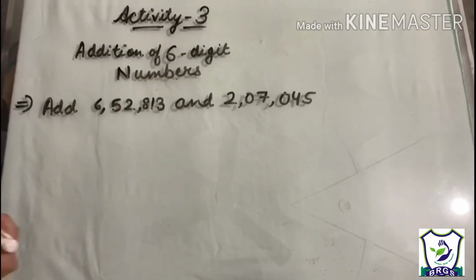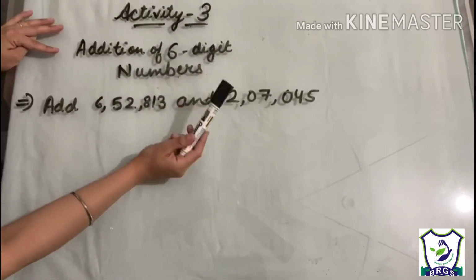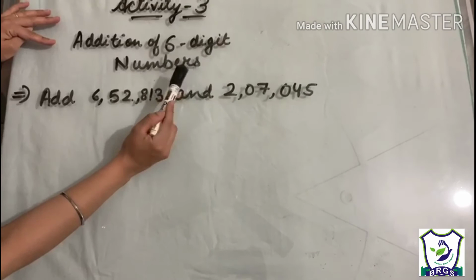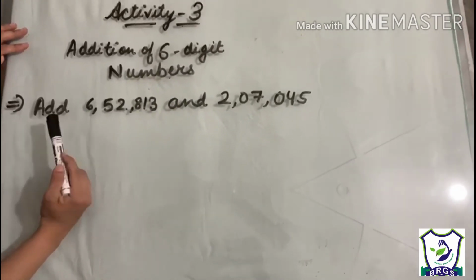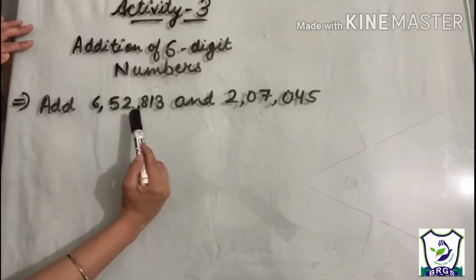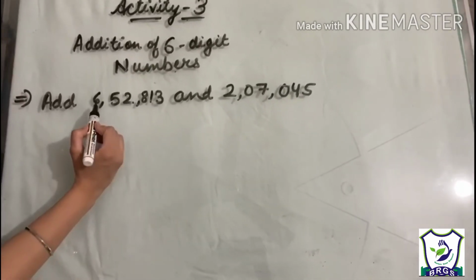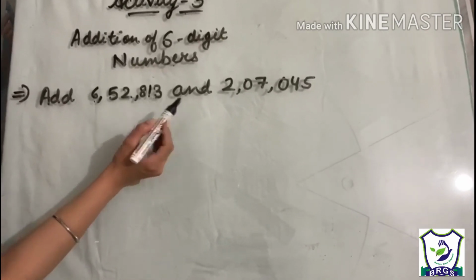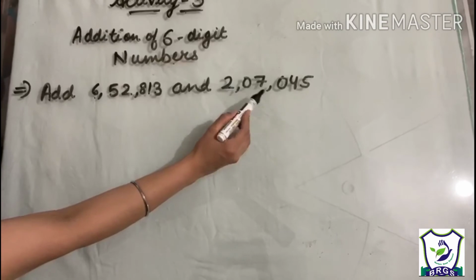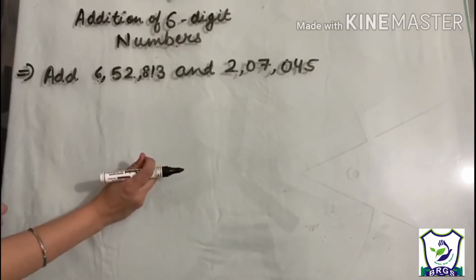We come to our next activity 3 of maths. In activity 3 of this chapter, you have to do the addition of the 6-digit numbers. Now I have taken one example for you: add this addend and this addend. This is 6,52,813. Next one is 2,07,045.